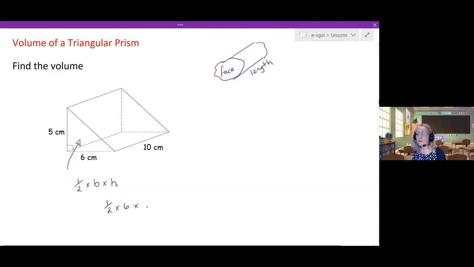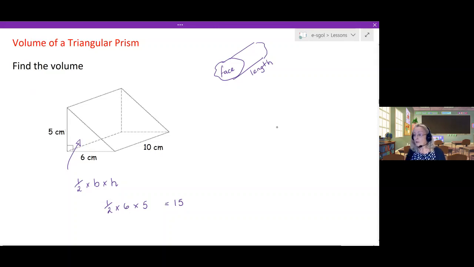And you can either put that into your calculator as it is, or you can say, well, I'm just going to do 6 5s are 30, and it's half of that. So that's going to be 15, and that would be centimetres squared because it's the area of the face.